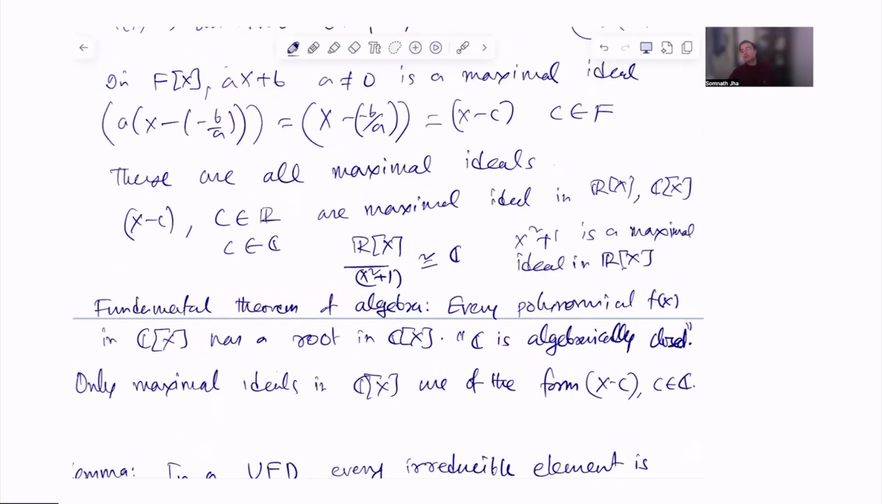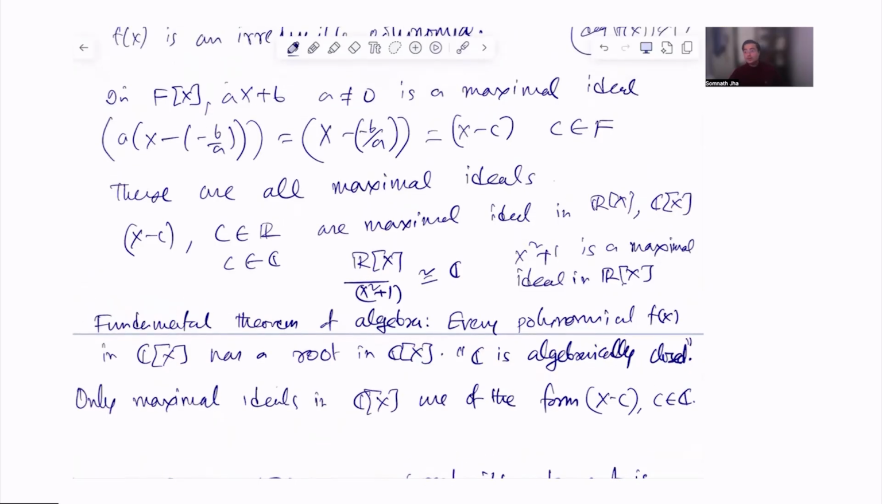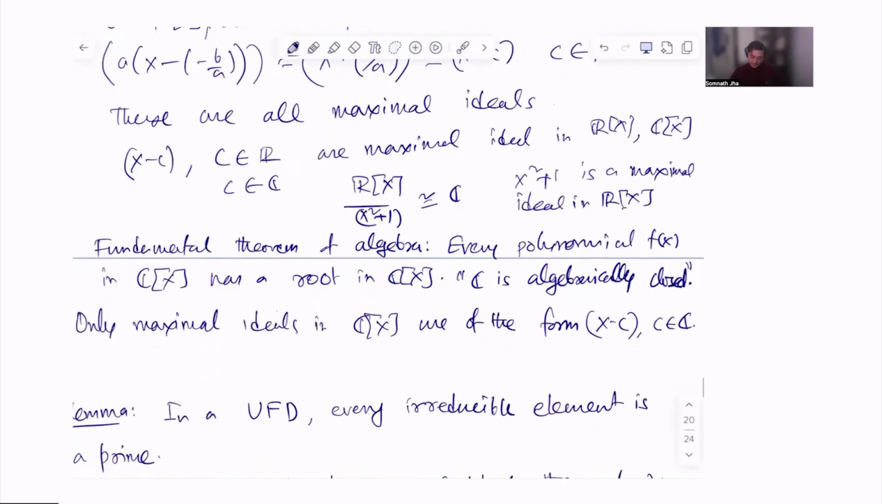Here you see x squared plus 1 has no root in R, but x squared plus 1, for example, splits as (x plus i) times (x minus i). And both (x plus i) and (x minus i) are maximal ideals in C[x]. Okay. So next time we'll introduce this concept of UFD and see some properties.